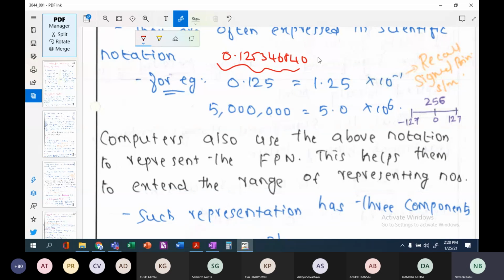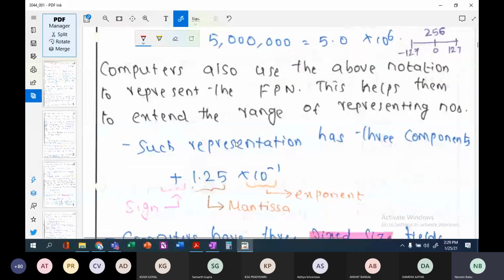What is floating point representation? Some examples are here: 1.25 into 10 power minus 5. That is, this number will be multiplied with some base, and then some power will be written here. So these are the floating point representations. Computers always use this kind of notation instead of representing large numbers directly. Instead of writing 5 lakh, it always stores it as 5 into 10 power 6. So this particular part we will see later.